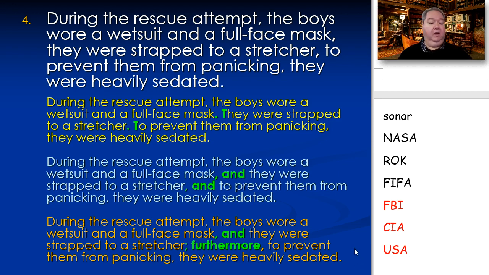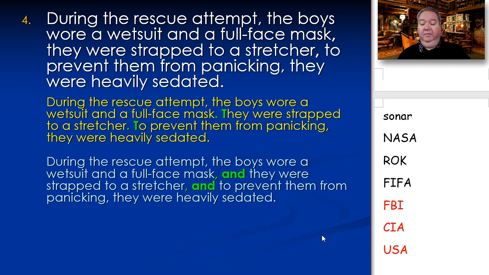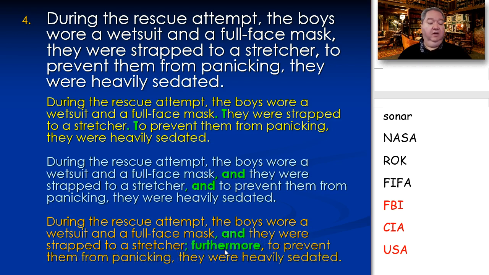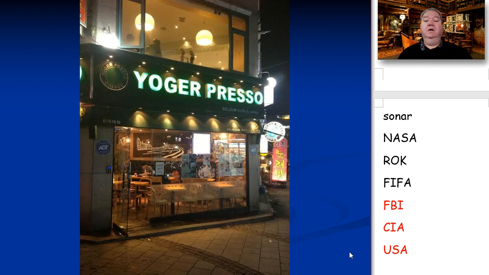I prefer one of the last options here probably, this or this, because I think it just keeps everything flowing a little bit better. Okay, either just using a semicolon, or you can use a semicolon with furthermore here. Okay, it makes it sound a little more professional, a little more sophisticated. All right. We will stop there for today, and we will look at this next time.